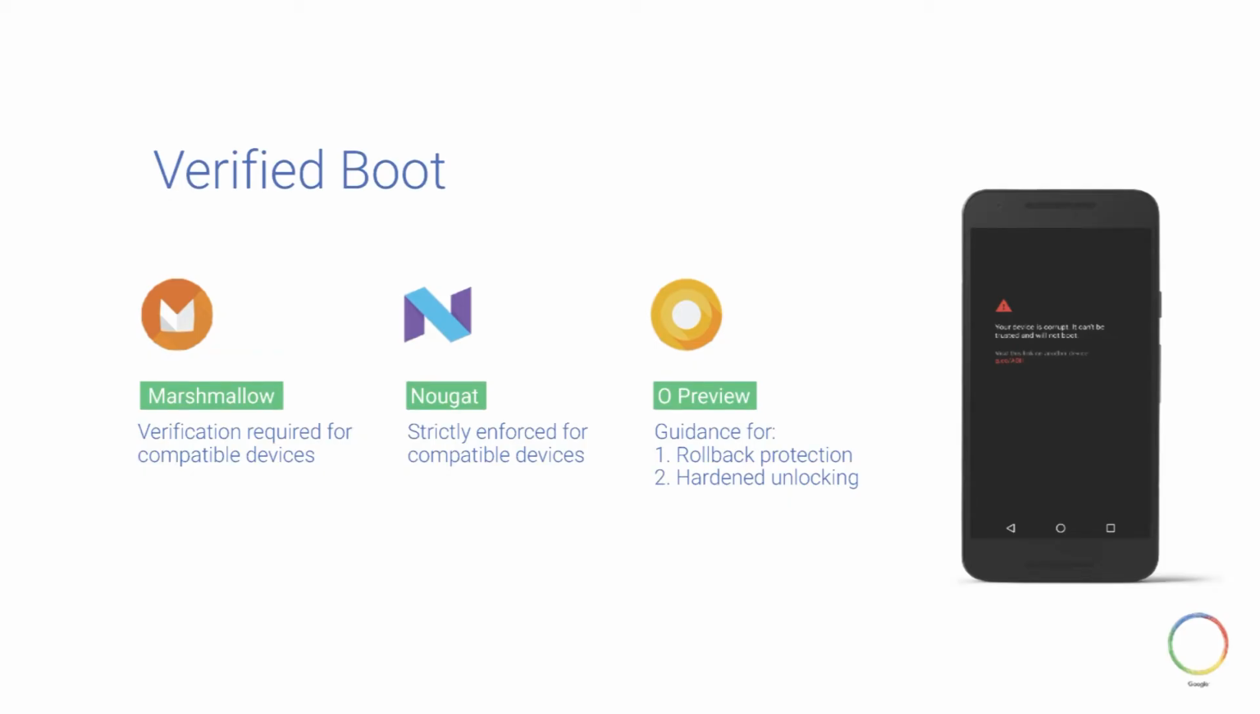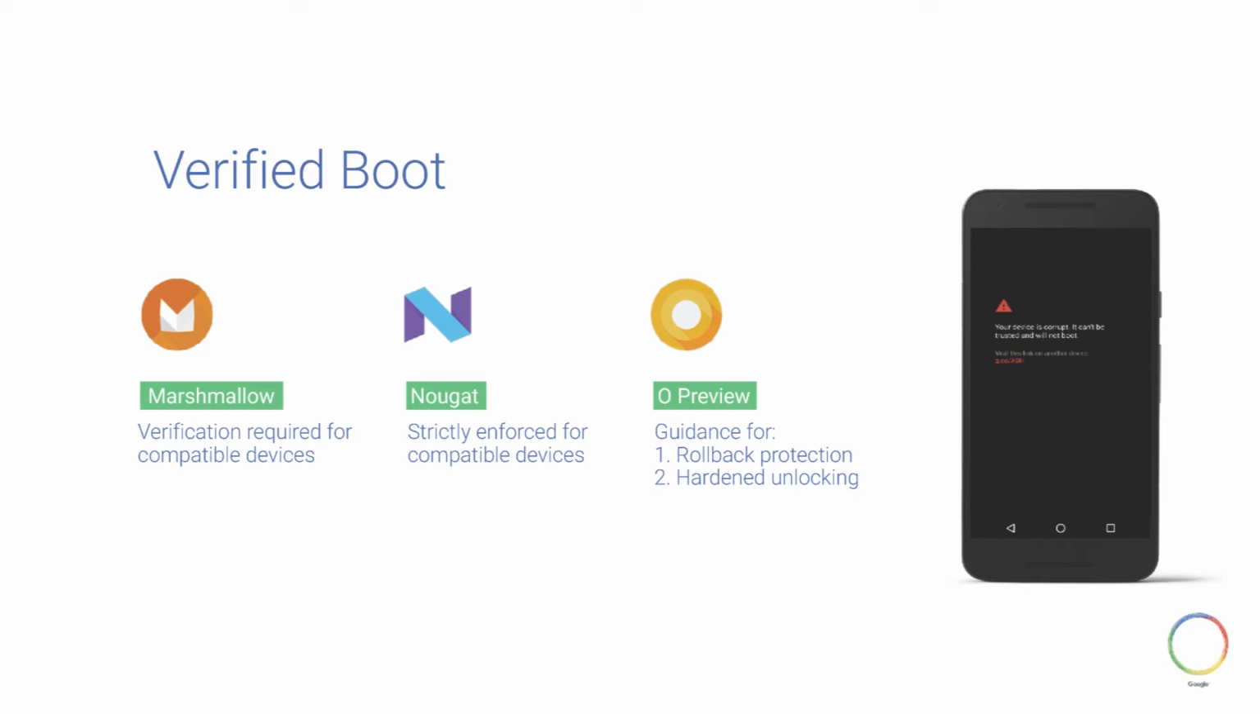Let's talk a little bit about the Android operating system and some of the changes that we have made there over the last few years. Verified boot, let's start with that at the very beginning. Verified boot is Android's secure boot system, where we verify the signature of every component at startup time. So you can be sure that the operating system hasn't been tampered with. On Android M, we enabled it for compatible devices. In Android N, for Nougat, we strictly enforced it.